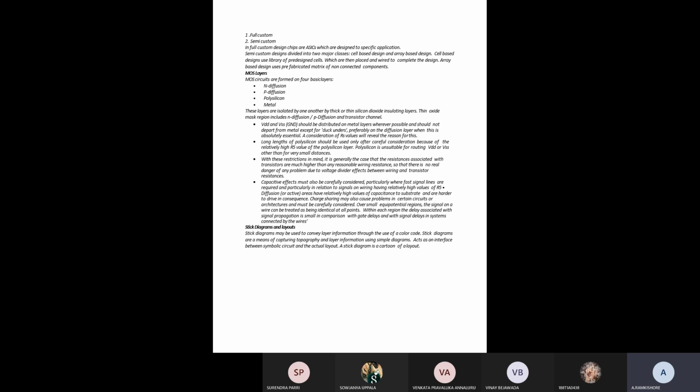So up to now we've seen what a MOS transistor is and the working operation of MOS devices. We've seen the different fabrication procedures that are involved in MOS devices.